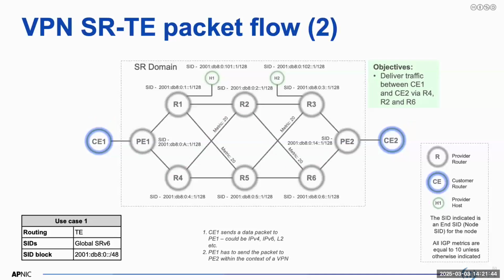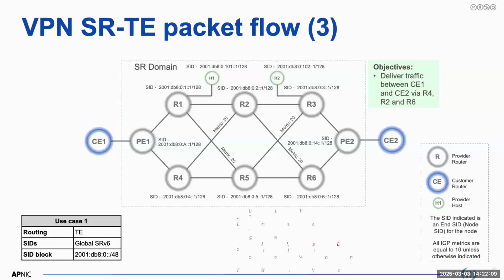So C1 sends a packet towards P1. P1 has to send the packet towards PE2. Once it reaches PE2, it will go towards CE2. So this is, again, our objective. The packet will come in, and it's a data packet in this case.